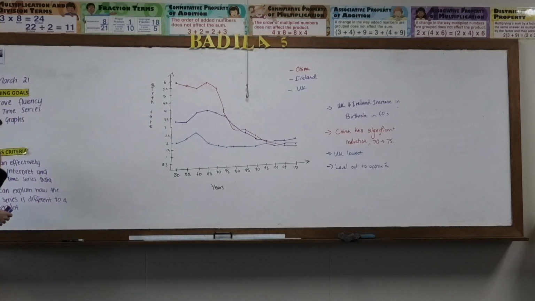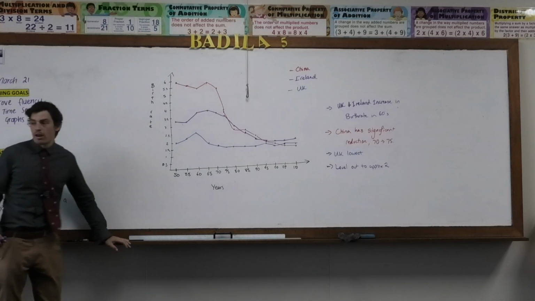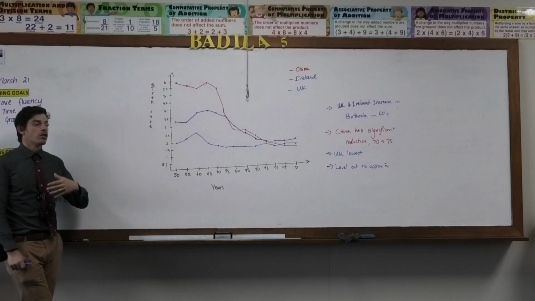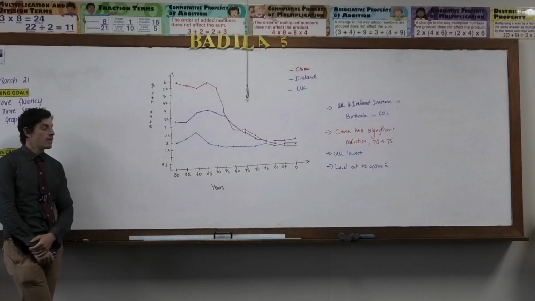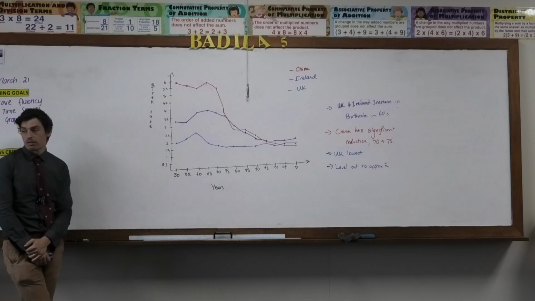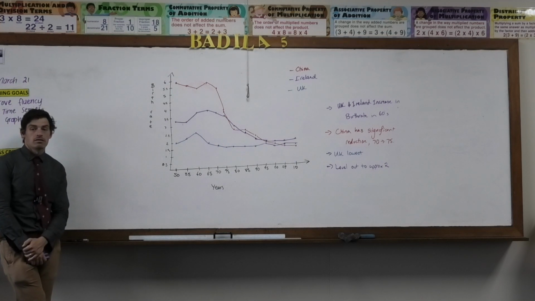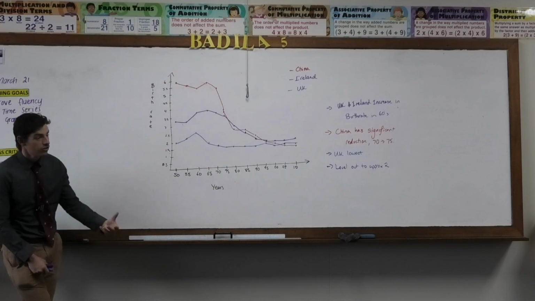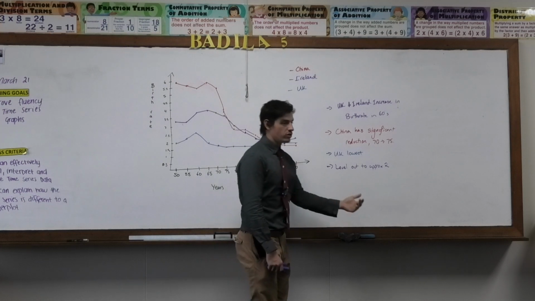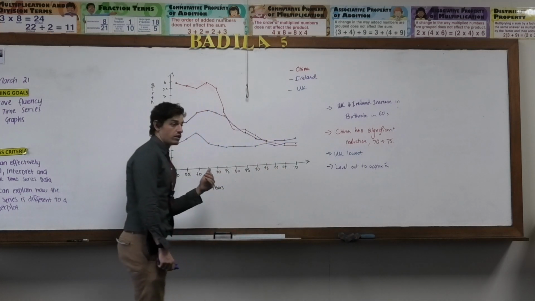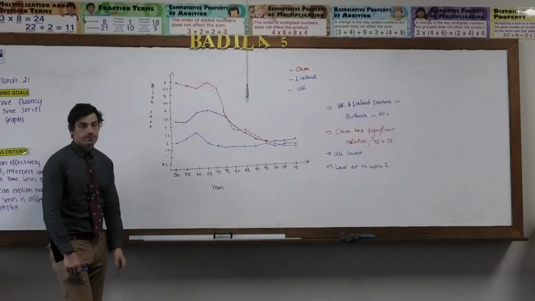So here's an interesting thing. What happens when that number goes below 2? When that number goes below 2, what's happening? What's happening to the population of that country? Decreasing. It's decreasing. So anytime your value is above 2, it's increasing. Anytime your value is below 2, it is decreasing.